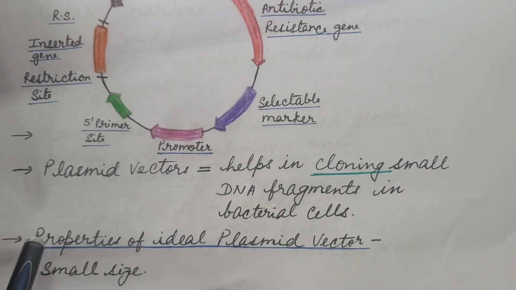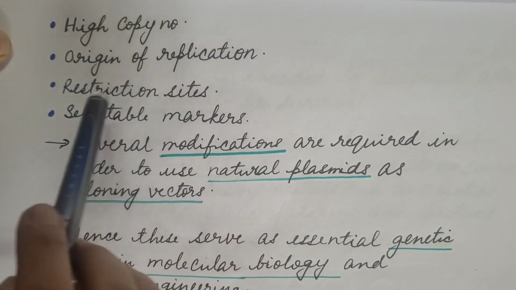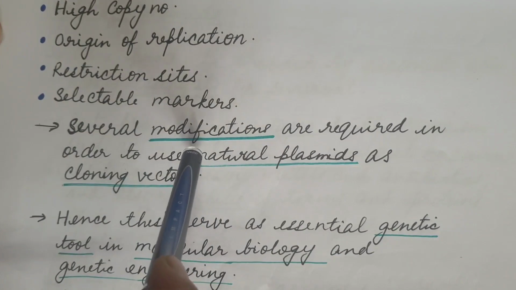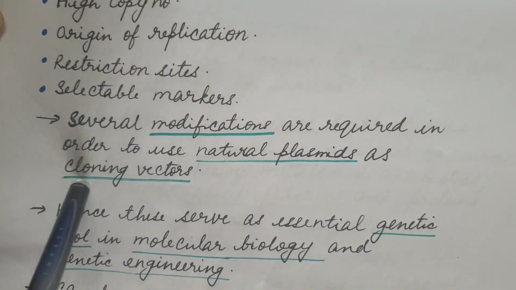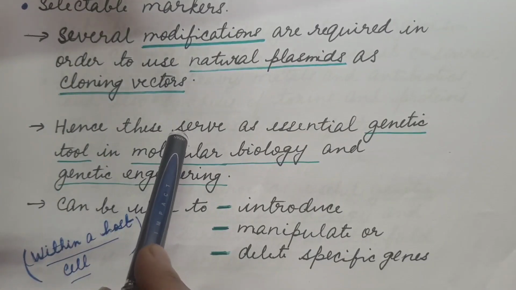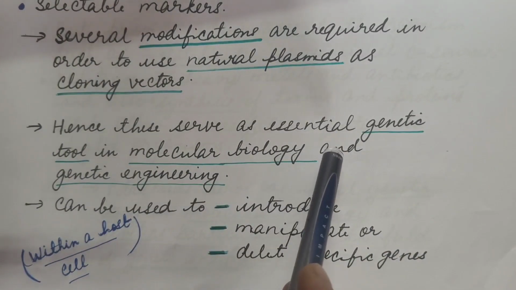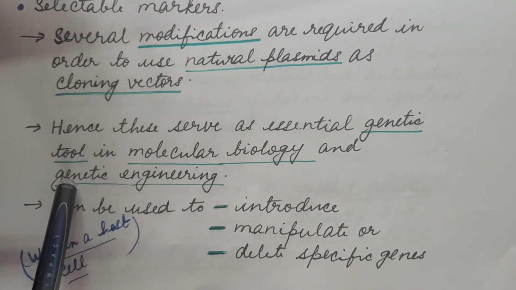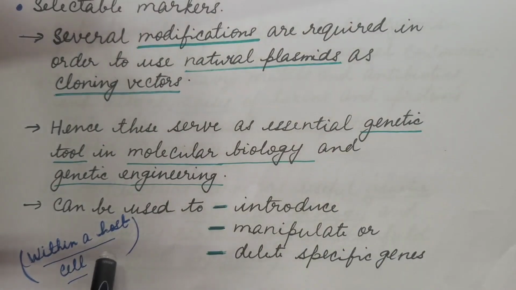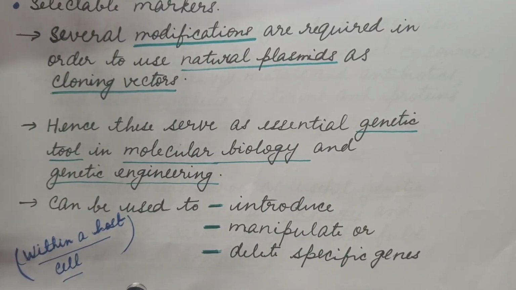Ideal plasmid vector has these properties: small size, high copy number, origin of replication, restriction sites and selectable markers. In order to use natural plasmids as cloning vector, several modifications are required. Hence, what we can say that plasmids serve as essential genetic tool in molecular biology and genetic engineering. And these can be used to introduce, manipulate or delete specific genes within a host cell. These we will discuss in detail in recombinant DNA technology video.